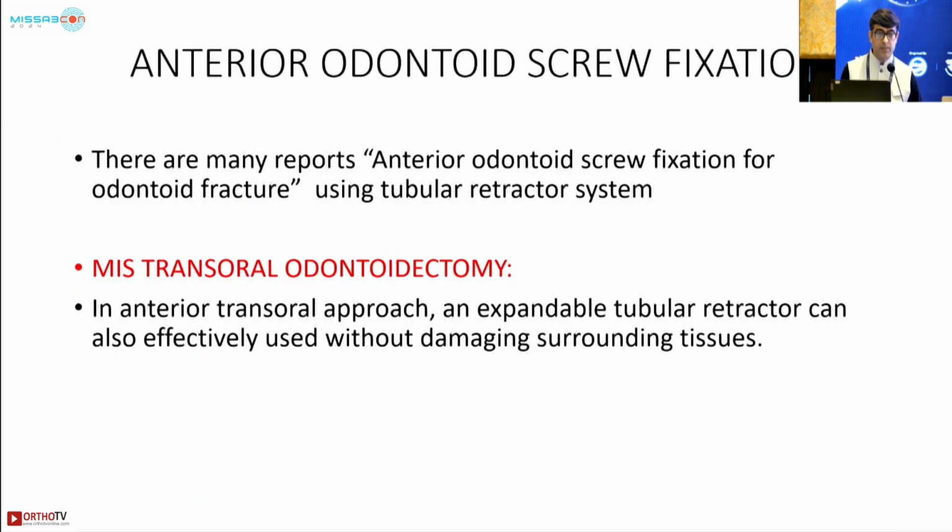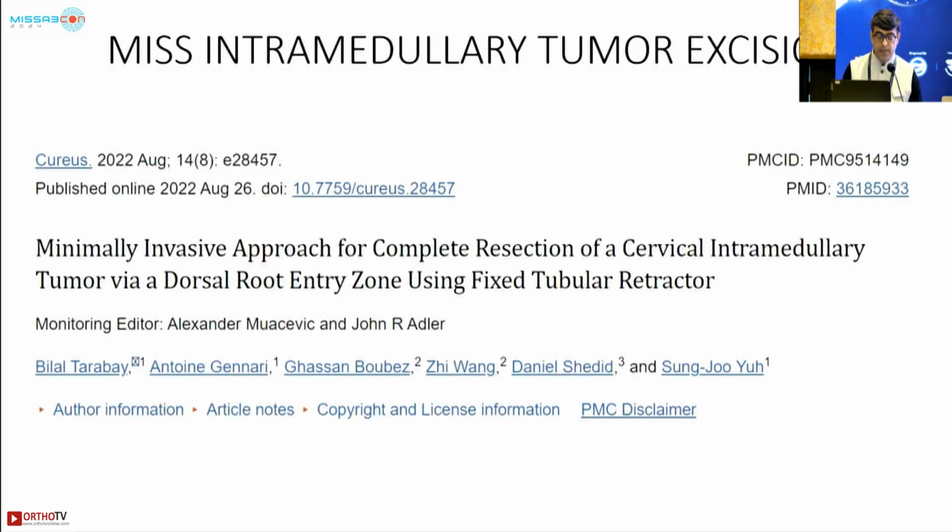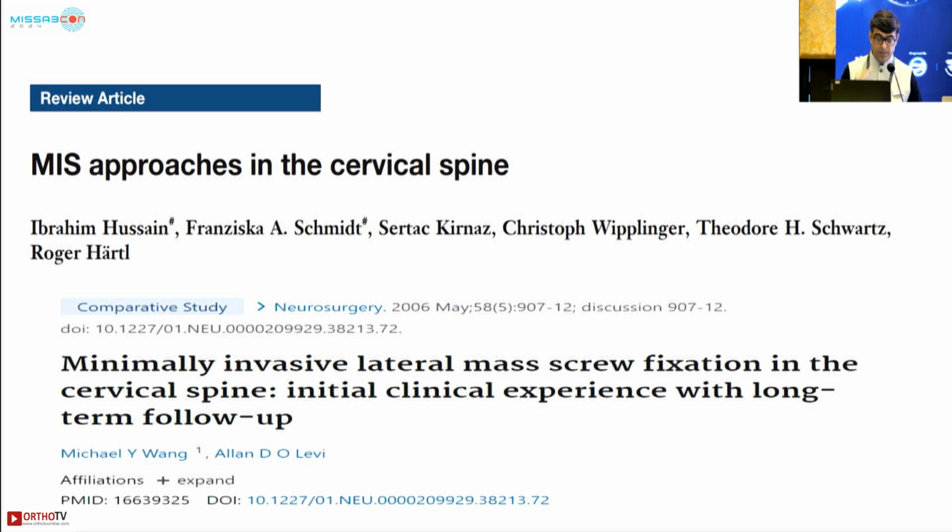Literature also describes anterior odontoid screw fixation using tubes. Transoral odontoidectomy using a tubular retractor has been described in the literature. Even MIS intramedullary tumor surgery has been reported, but again, as I said, this kind of advanced surgery in the cervical spine is limited predominantly to literature, and the majority of these cases have been done through this. This is a very good article. This is another good article, on lateral mass fixation.